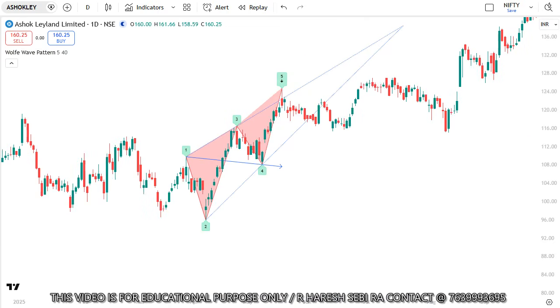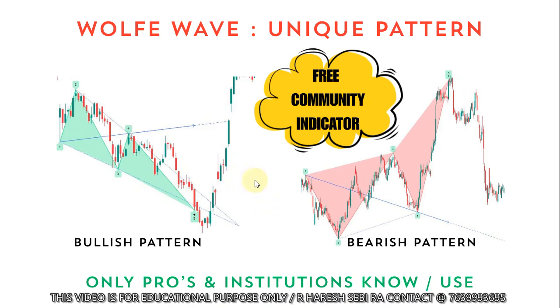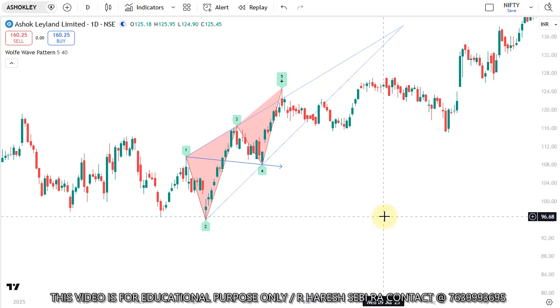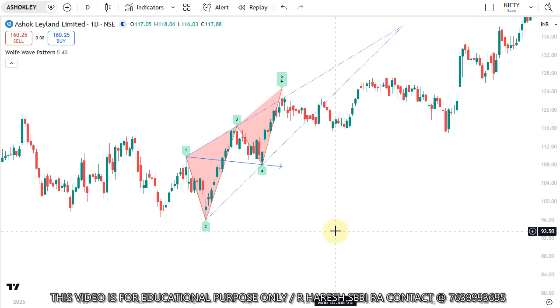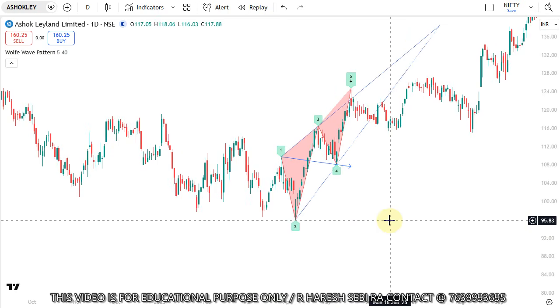So this is a unique pattern. Most of the people don't know. Mostly used by pros and institutions, because pros and institutions focus on risk reward. Minimum the risk, maximum the reward. They will focus there only. They will not focus on the accuracy, because they know trading is a mathematical game. Using mathematics and probability, whichever strategy is giving us an advantage and an edge is the strategy they will focus on. So as a retail trader also, you should learn those strategies. So Wolfe wave is one of the strategies which can easily give you 1:2, 1:3 risk reward.